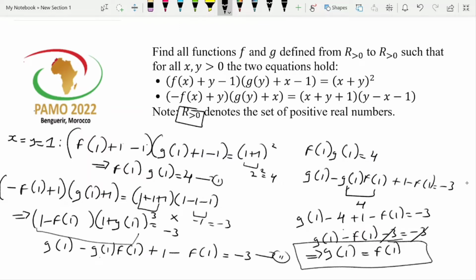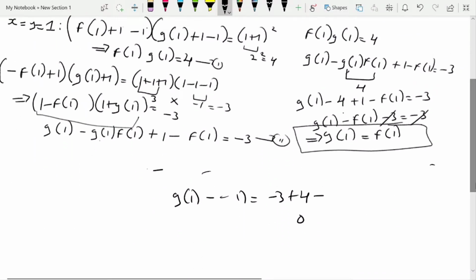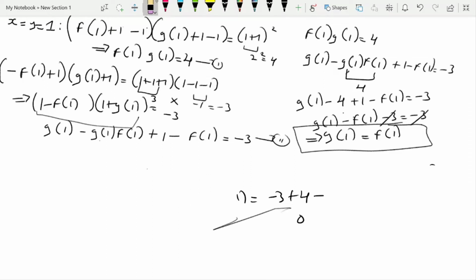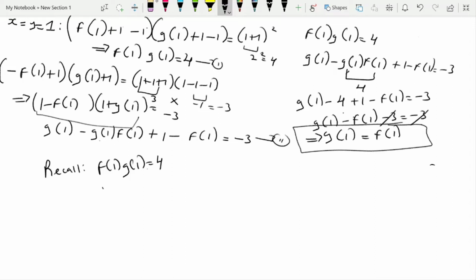Okay, so how do we use this now? Let's come down a little. Since g(1) equals f(1), recall that we already had this, and now we have this.